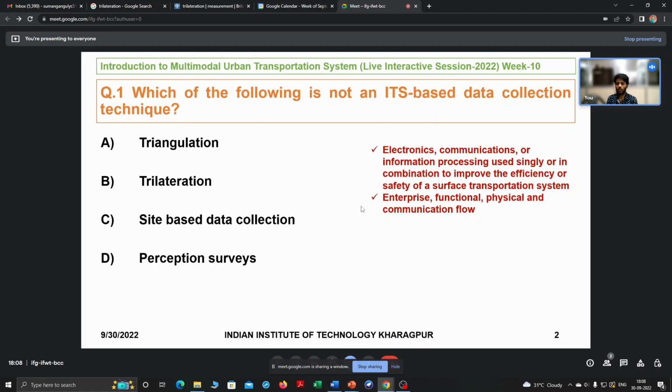Triangulation actually is a surveying technique, whereas trilateration is the distance technique that is used for locating the position of a vehicle at a particular time, right? That is called trilateration, and a direct example is the GPS server. So if you have a mobile phone, there is a GPS receiver. If your GPS signal is on, then your location information can be stored, right? So that is called the trilateration technique.